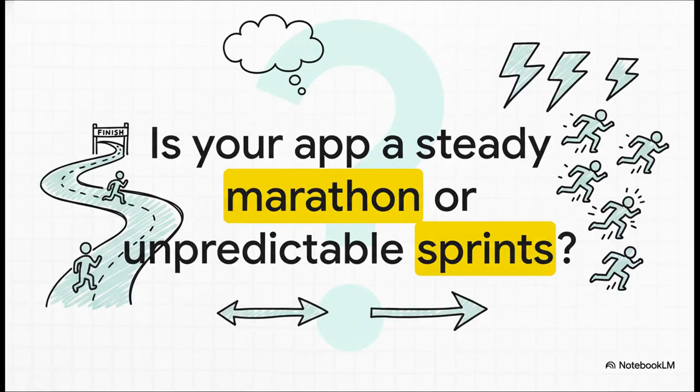The best way to make this choice is to think about the personality of your application. Ask yourself, is it a steady marathon, just chugging along at a consistent pace day after day? Or is it more like a series of crazy, unpredictable sprints with these intense bursts of activity and then long periods of rest? You answer that one question and you'll know exactly which DynamoDB capacity mode to choose.